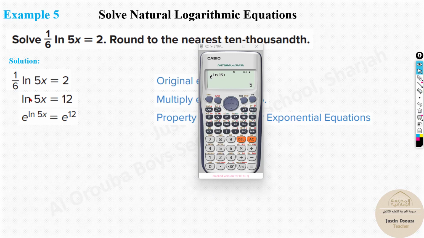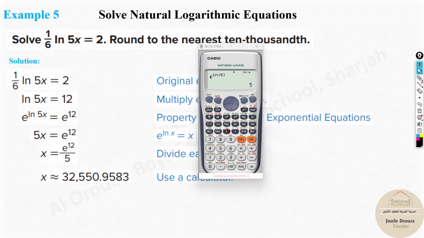Now left side, ln pi x equals 12, right? You're taking exponential on both the sides. Now here e and ln cancel, you're remaining with pi x only, e to the power 12. Now this is divided by pi, that's the answer. But now you can do e to the power 12 divided by pi. It is 32,550.96. Till 10,000, so 4 digits. So this is the answer.